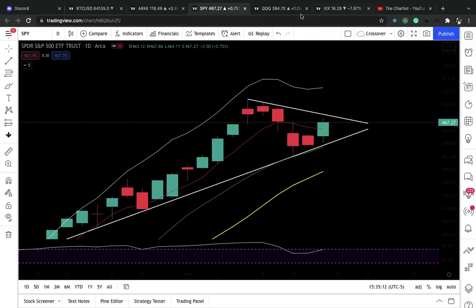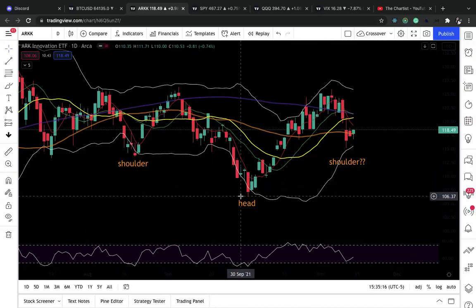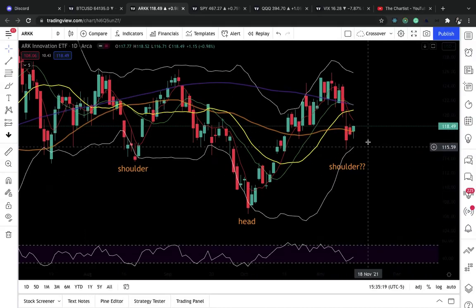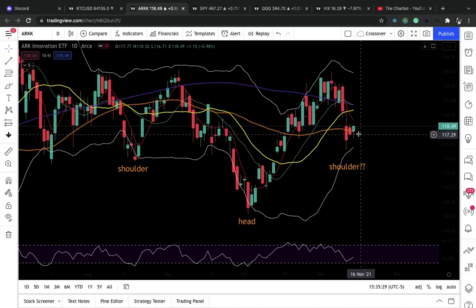Okay, guys? So moving on to ARKK. I talked about the inverted head and shoulder pattern, of course. But still, you can see this false breakdown right here where ARKK broke down from the 50-day. The next day it closed again in the inside day candle pattern right here. But what happened the very next day on Friday? We recaptured the 50-day moving average. That's some bullish price action.